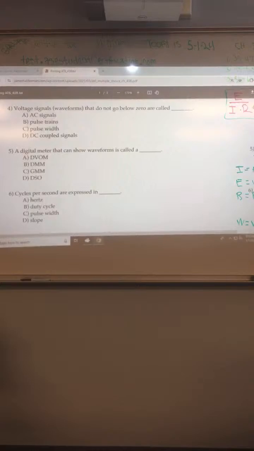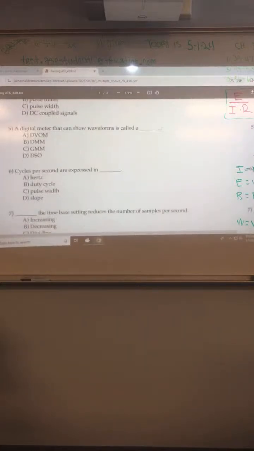Pulse trains, we did that one. Okay, digital meter that can show, this one is too. What's the answer, number 5? DSO, digital meter, DMM, B. GMM, graphing multimeter. See where it says a digital meter that can show waveforms? A graphing multimeter, GMM. Okay? That one is also going to be on the test.